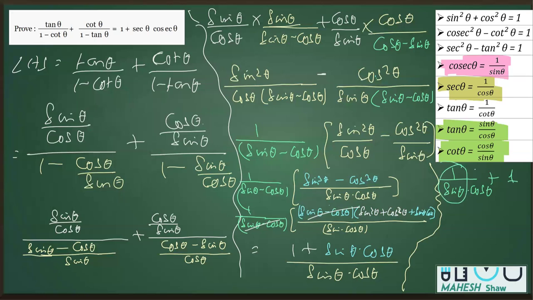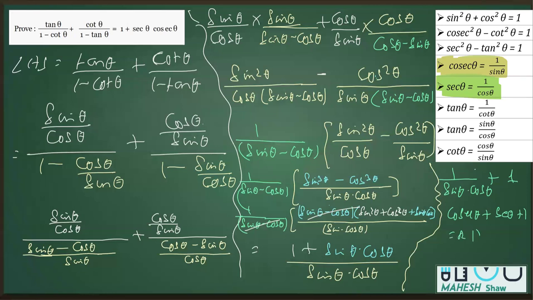Now check what is 1 by sine from here. You can see the formula list. 1 by sine can be replaced with cosec. So this is cosec theta, plus. Similarly, 1 by cos can be written as sec theta. So I'll write this as sec theta, and plus 1.